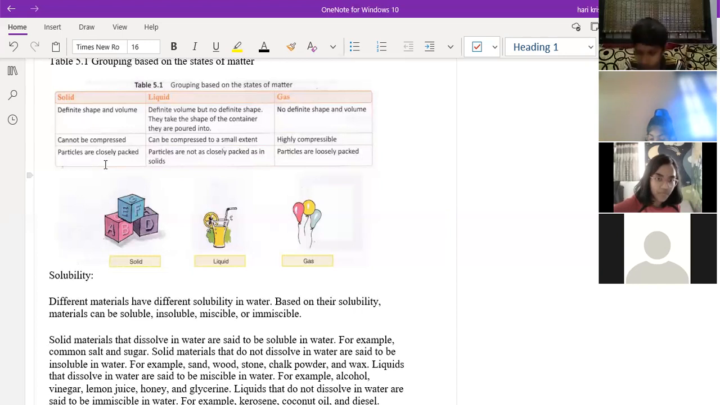Then what about the gas? Sir, it has nothing definite, neither shape nor volume. There is no definite shape and no definite volume. They can go anywhere freely and randomly, right? It is highly compressible in nature. The particles are loosely packed, not tightly packed.